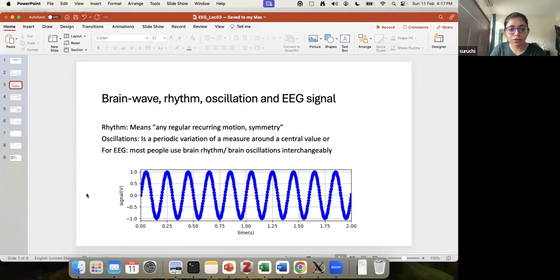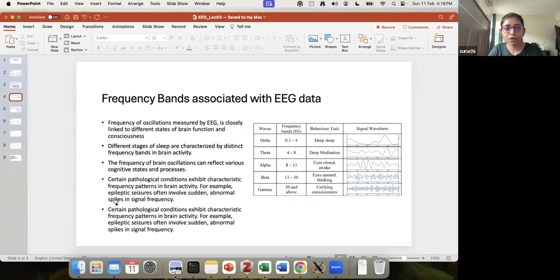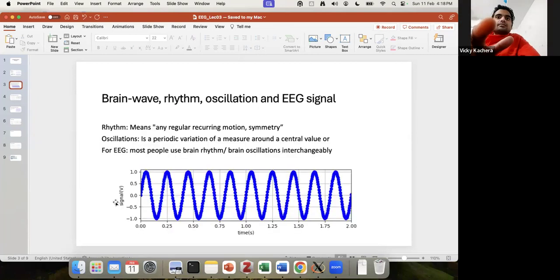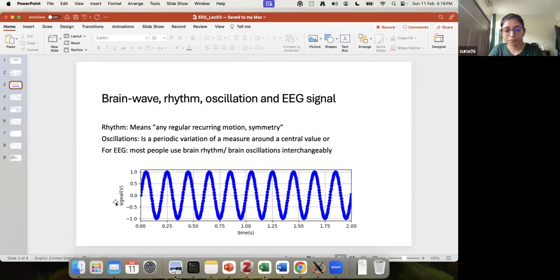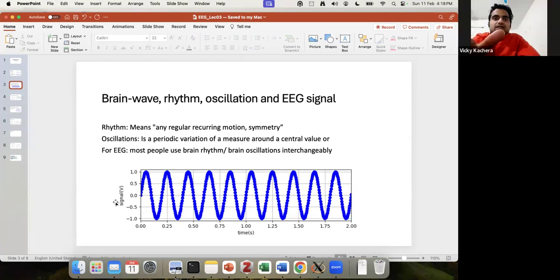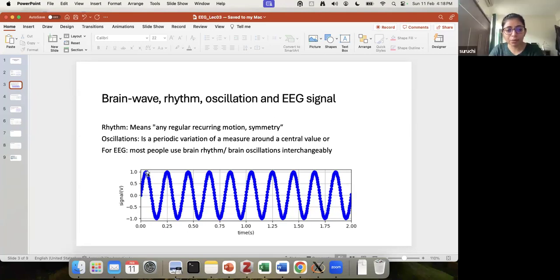In most cases, what we are trying to understand is, if I plot EEG data, how many peaks are they making in a second? That is what is very important for EEG studies. Okay, here it is in that graph. It says 2 seconds. So if it starts here, you can count the peaks: 1, 2, 3, 4, 5, 6, 7, 8, 9, 10. Okay, 10.